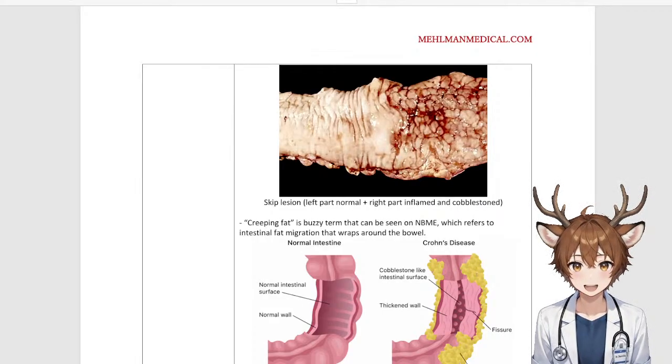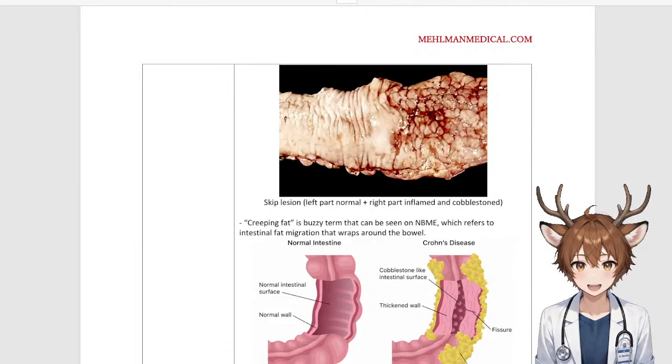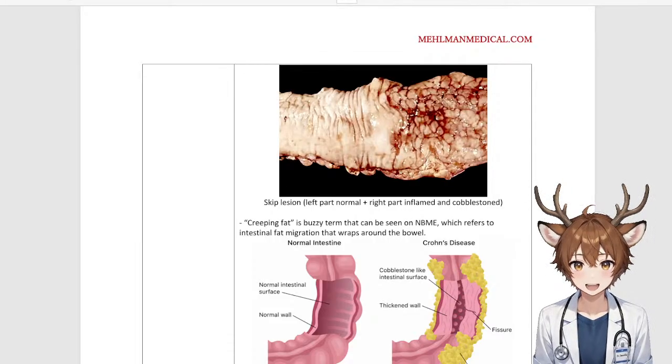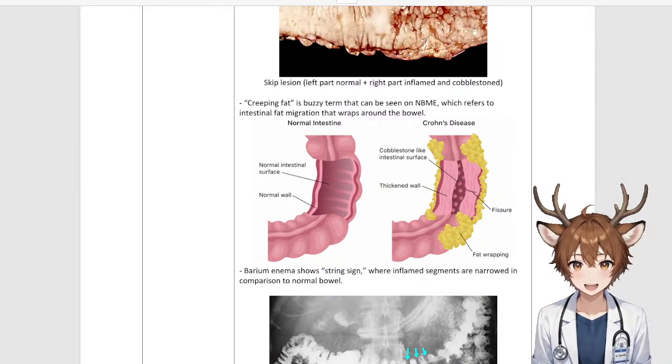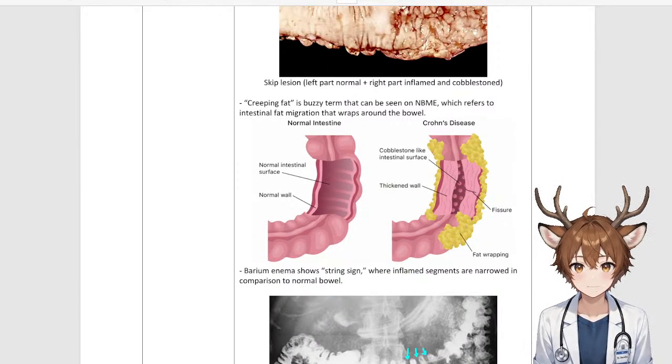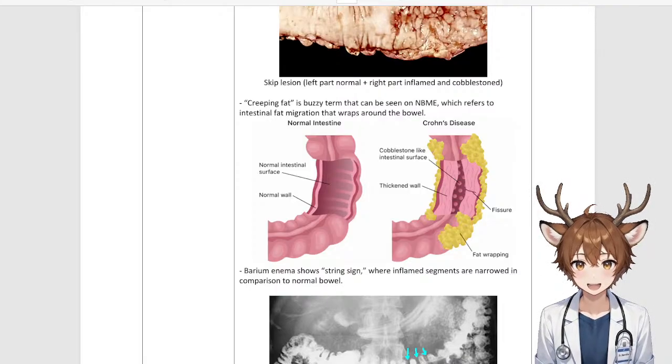Creeping fat is a buzzy term that can be seen on NBME, which refers to the intestinal fat migration that wraps around the bowel. So here's a normal intestine right here. Normal intestinal surface, normal wall. Here's a cobblestone surface, thickened wall, a big fissure right there, and a lot of this fat wrapping around it.